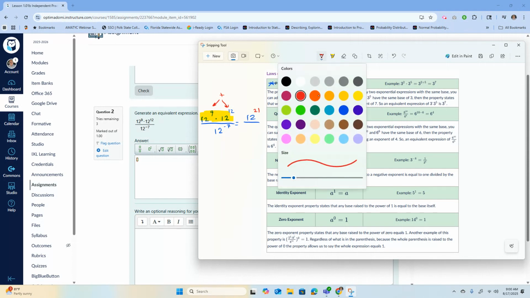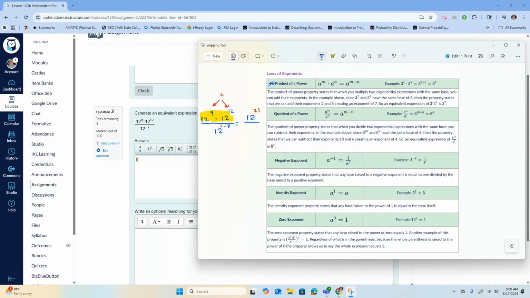And I already simplified the top. So 12 to the 21st power is what I highlighted in yellow. That will be the answer at the top. Now we still have the 12 to the negative 7 on the bottom. Now, we need to keep simplifying until we cannot simplify more. Remember, that's something very common in math.